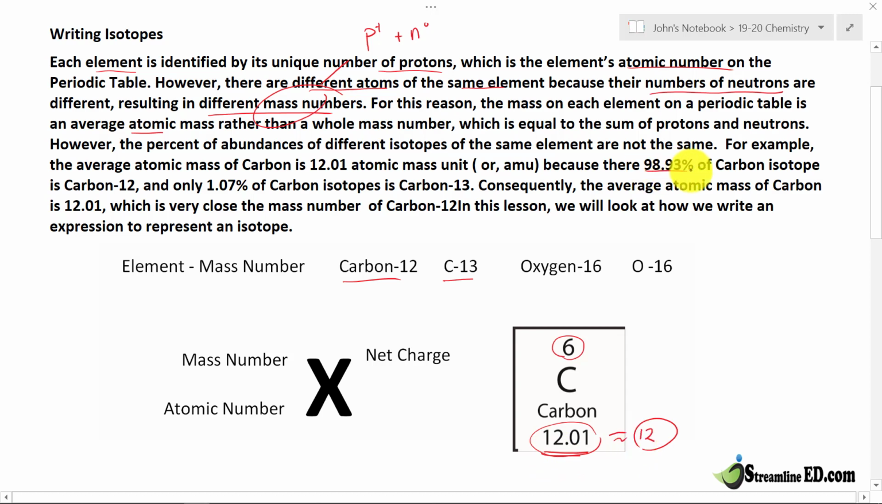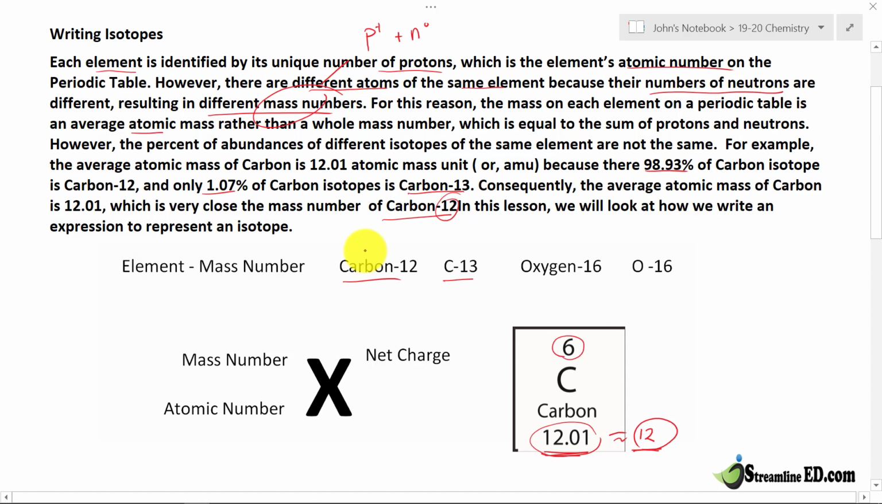Well, it turned out that 98.93% of carbon is carbon-12. And that makes a lot of sense because the average atomic mass is very close to the mass number of carbon-12. And only 1.07% of carbon isotopes is carbon-13. Notice how 12.01 is far away from 13. So consequently, the average atomic mass of carbon is going to be 12.01, which is a lot closer to 12.